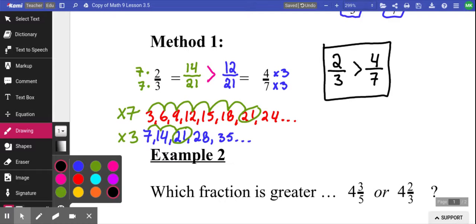That's honestly probably the best way to do it because it gives you a good understanding of why it's bigger, and it gives you a way to compare how much bigger it is. It was 2 21ths bigger, not a lot. The second method for comparing fractions is probably a little faster, probably a little easier, but doesn't give you quite as good an understanding of what's going on.